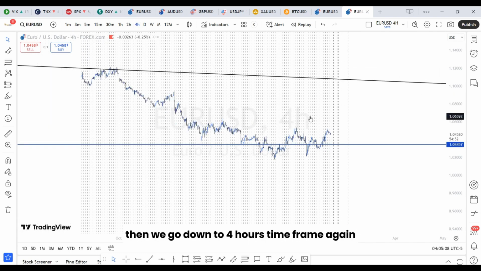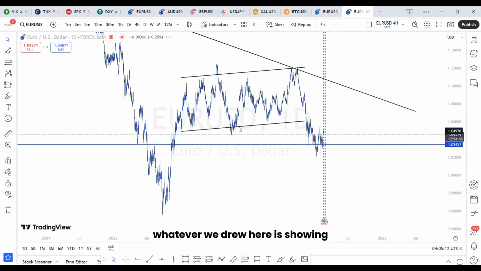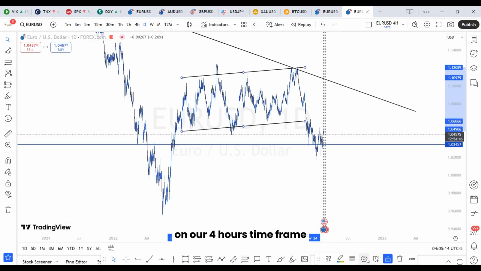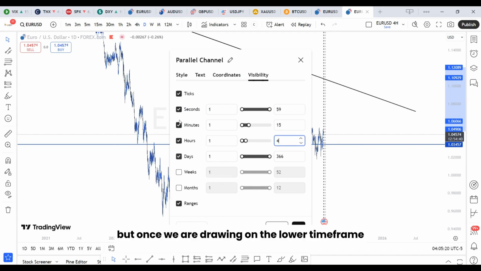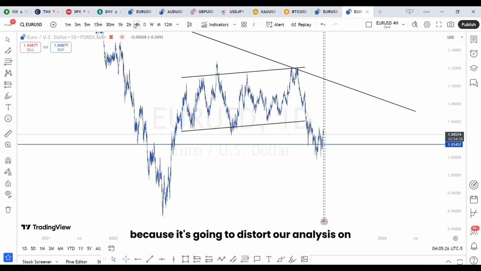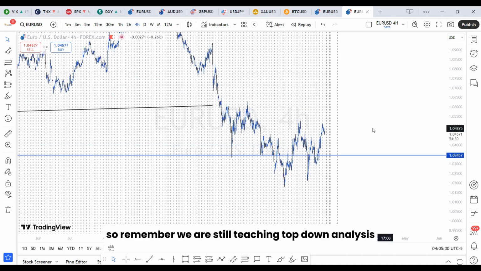Then we go down to 4 hours time frame again. Let's go back and ensure that whatever we drew here is showing on our 4 hours time frame. See, it's not showing. I want to make it show on our 4 hours time frame. But once we are drawing on the lower time frame, we don't want to see it on weekly and monthly time frame because it's going to distort our analysis on our higher time frame. So remember, we are still teaching top-down analysis.